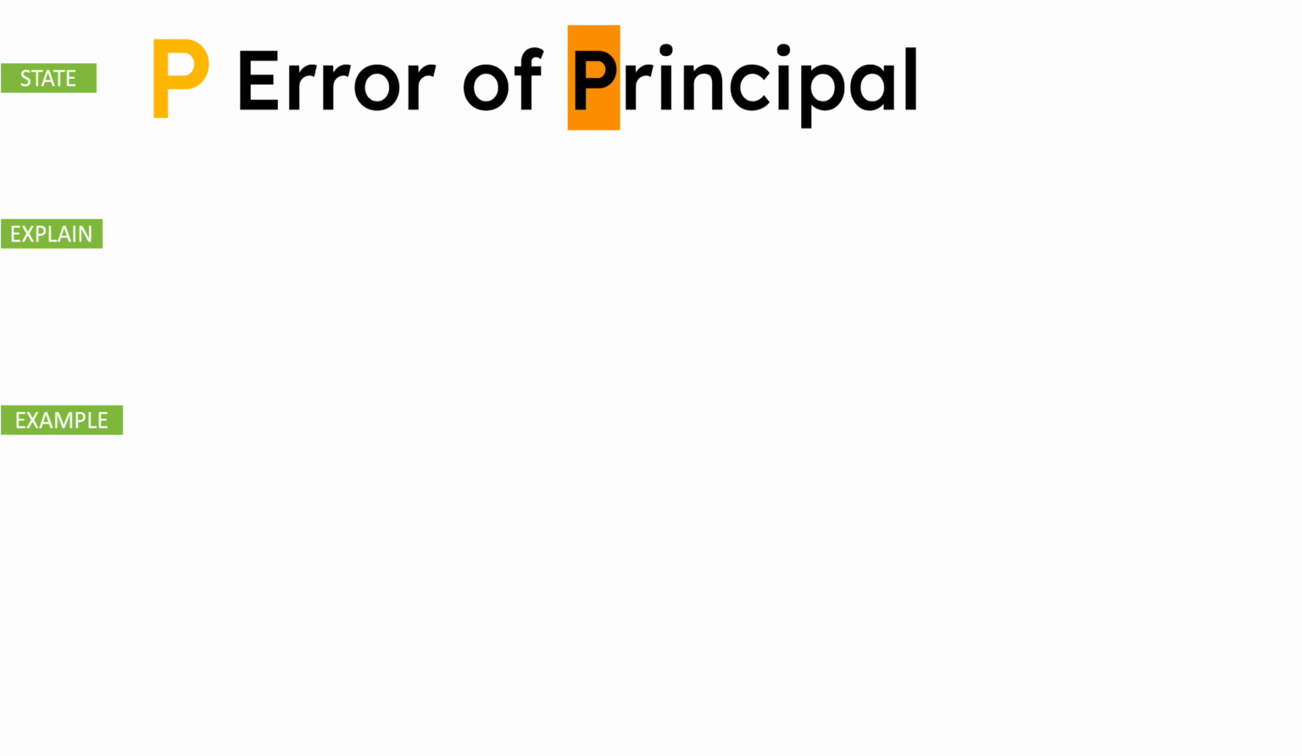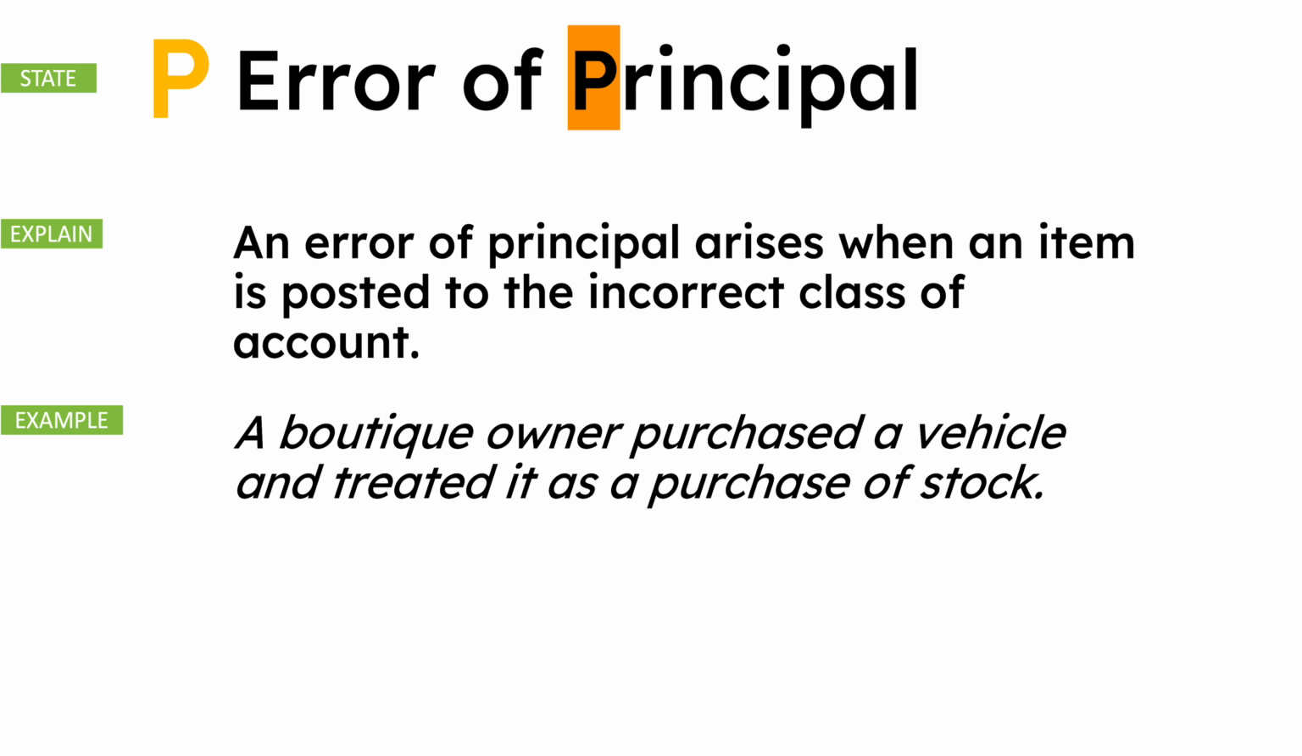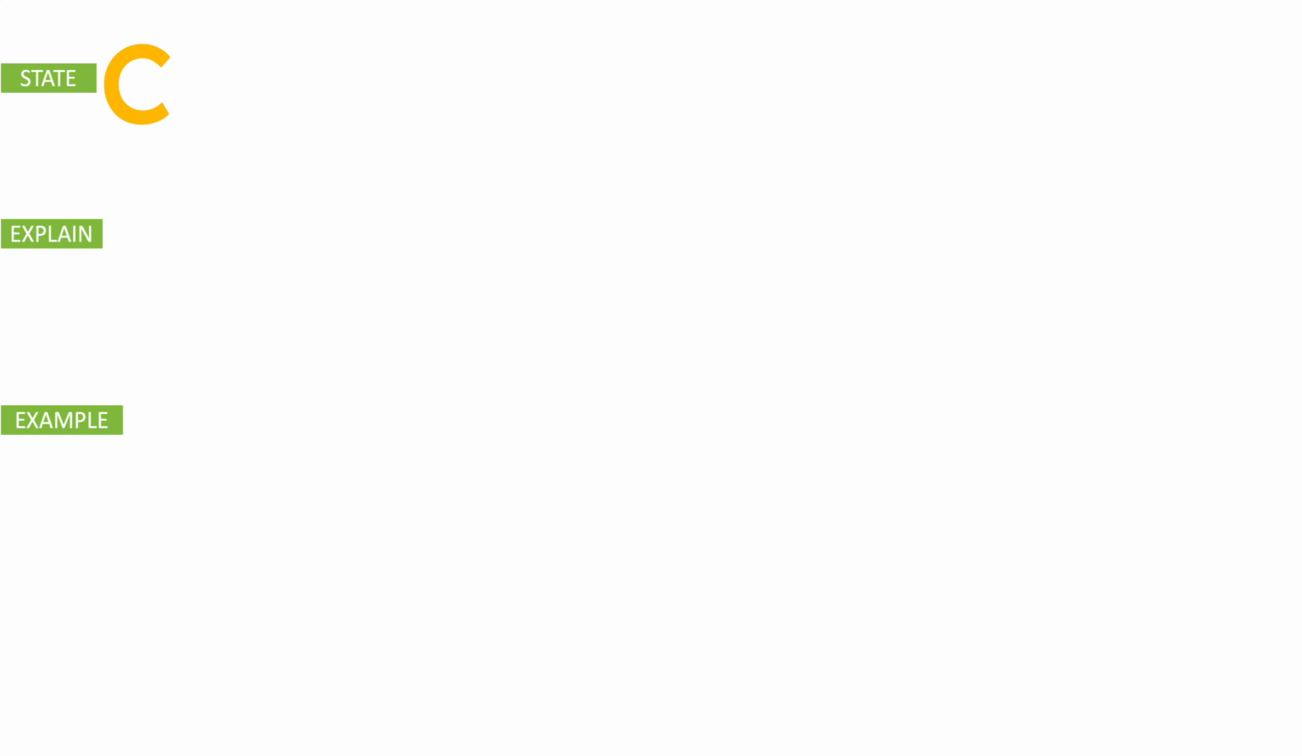P. Error of principle. So an error of principle arises when an item is posted to the incorrect class of account. For example, a boutique owner purchased a vehicle and treated it as a purchase of stock.